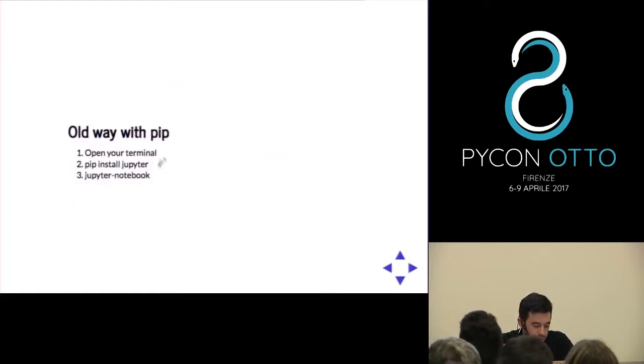If you like the old way, you can just pip install Jupyter. That's all. And then you need to run the Jupyter notebook. From the latest version, for security reasons, you need to copy a secure token that you need to pass inside your browser.